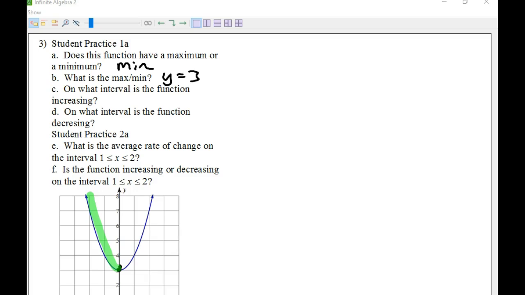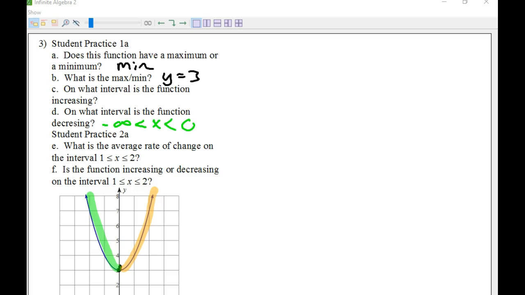Javier, what did you get for the interval of decrease? Negative infinity less than x. Close. So 3, that's the y value. What's the x value? 0. So it's decreasing from negative infinity to 0. And so now we're going to go ahead and trace the rest of it, which is the interval where it's increasing.